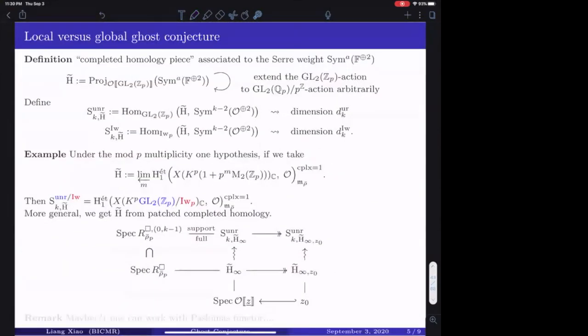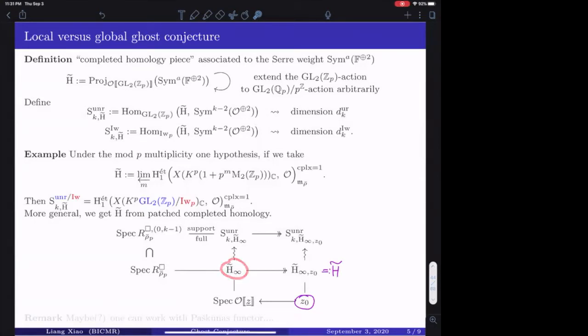So more generally, we can get H tilde using a so-called patched completed homology. This is sort of the dual of the six author paper. So this is something we patched to get this H tilde infinity. This is a patching variable we have over here. So this is some sort of module over these dummy variables here. And if for every dummy variable I can associate a value, then I can tensor this with the values, or evaluate this big module at this value. I get some sort of H tilde infinity at z zero. This is my H tilde. So any dummy value z zero will give me an instance of this completed homology piece we work with here.